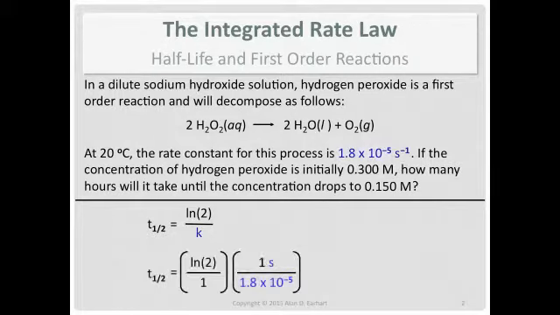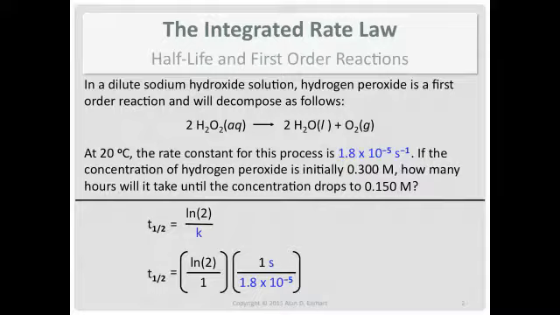Let's plug stuff in. All right, first it's natural log of 2 divided by k, and I'm only showing it this way to clearly separate out the units. There's nothing wrong with putting 1.8 times 10 to the minus 5 per second in the denominator right underneath natural log of 2. It's fine. This helps me see my units though.